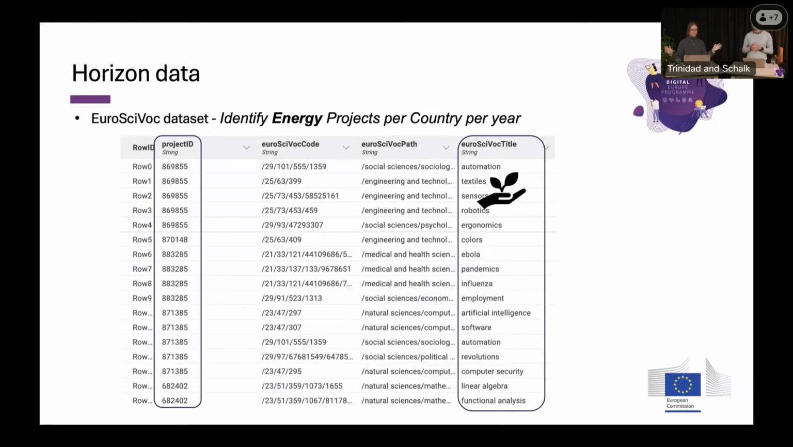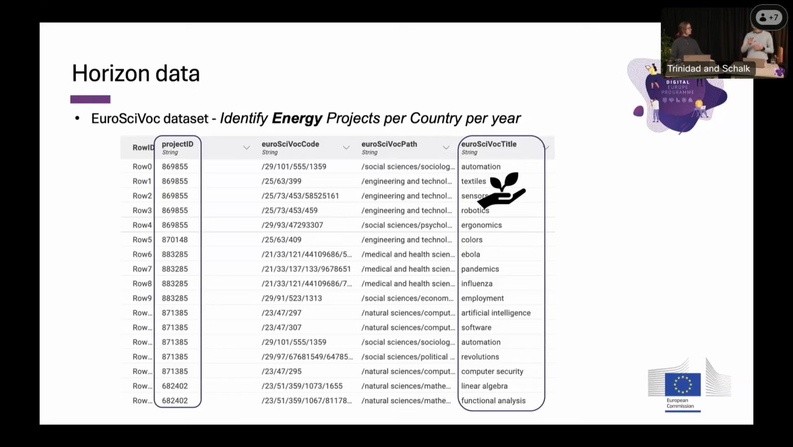So then, inside of all these different data sets, we found the EuroSciVoc data set, which also contains a project ID and then a EuroSciVoc vocabulary title. So from here, we can see that we can find information about the energy projects that we need to get insights from. And there's multiple information about, I don't know, employment, software, automation, revolution. So there's a lot of information.